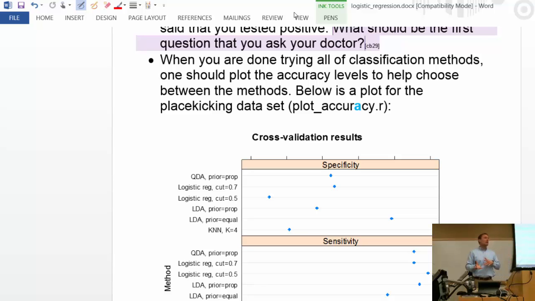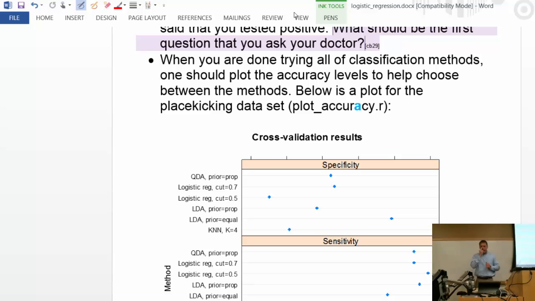The advantage of using logistic regression, though, is that you can change the cutoff probability. So if you really wanted a very sensitive test, you could change that cutoff probability to make it a very sensitive test. With nearest neighbor classification or discriminant analysis, you don't have as much flexibility. Does that answer your question?